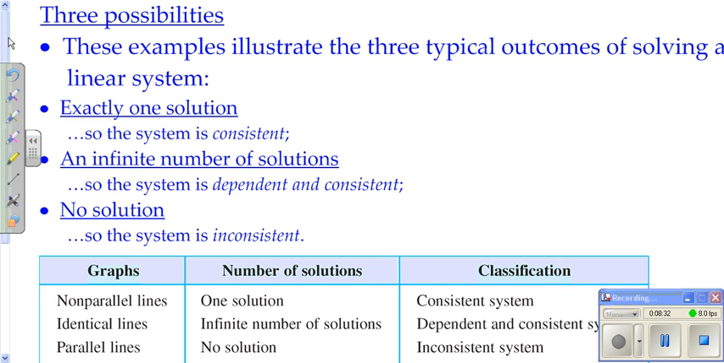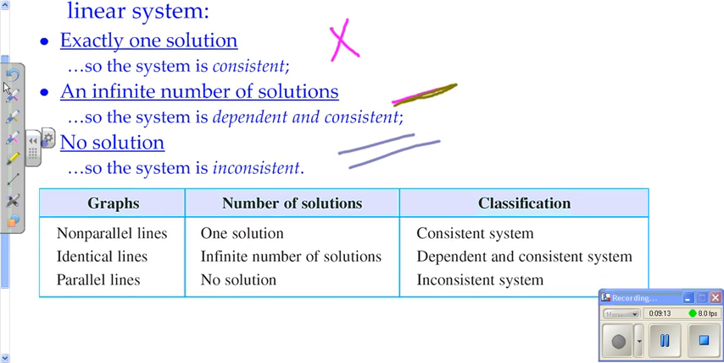So we have three possibilities going on here when you're dealing with lines. They could cross at one point, and that means it's a consistent system. They could have infinitely many points in common. That's a dependent and consistent system. Or they could have no points in common, meaning parallel lines. Then that would be considered an inconsistent system. So the first one is when you have two lines crossing. The second one is when you have two lines going on top of each other. The third one, you have parallel lines. So here's a summary of what's going on.